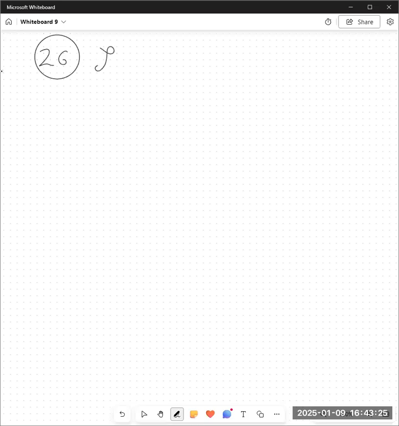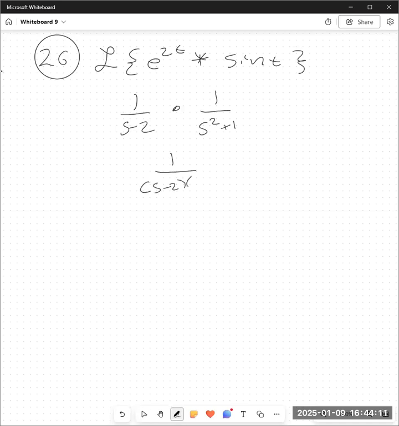We have the Laplace transform of e to the 2t convolution e to the t cosine of t. And that's going to be 1 over s minus 2 times 1 over s squared plus 1, this is sine t. And that makes this 1 over s minus 2 times s squared plus 1.